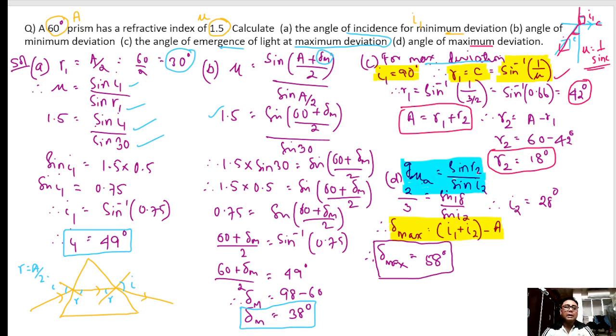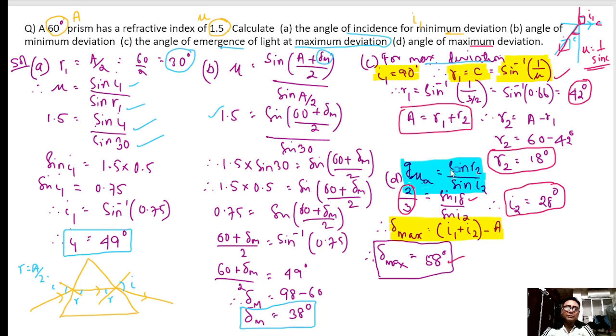From the glass to the air light is going, so it will be 1 by A mu G, which is 2 by 3. It was 3 by 2, it is 2 by 3. R2 I know, so from here I can calculate I2. Now using I2 and I1 we can calculate this, the angle of maximum deviation.